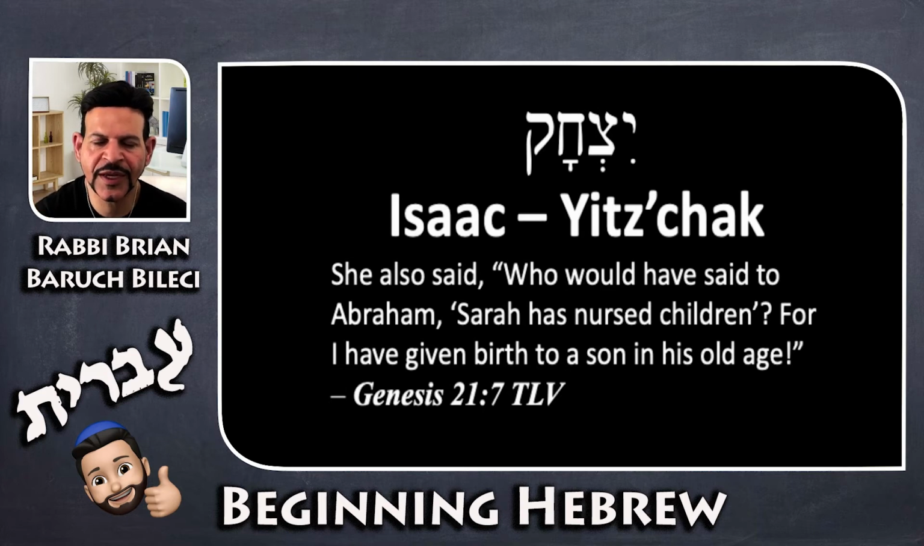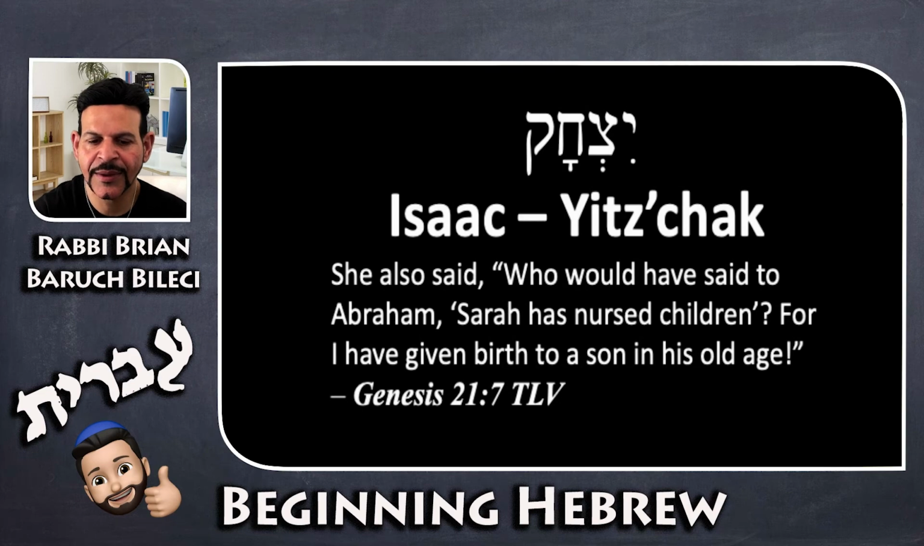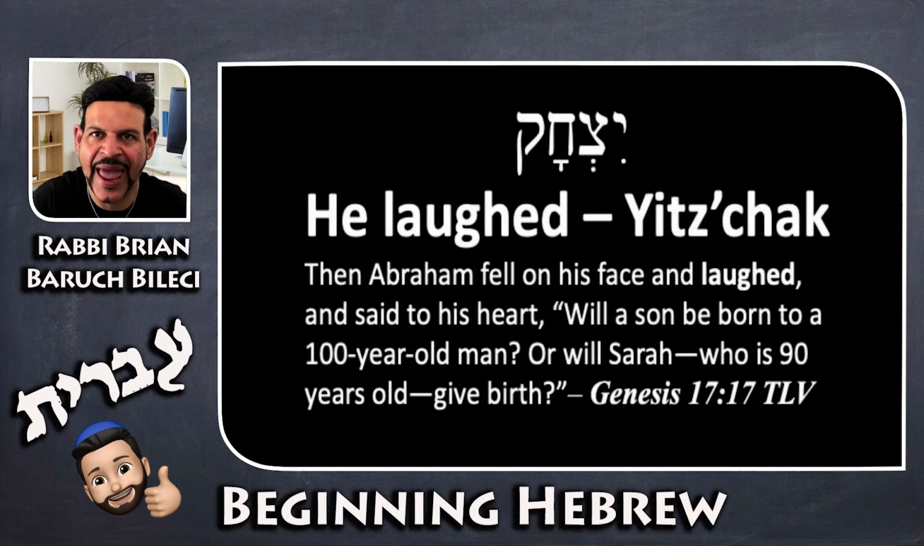Some people have said, well, it's because Sarah laughed. Well, I want you to know that there's masculine and feminine conjugation of the verb here. This is basically coming from a verb of conjugation. So the actual Hebrew of she laughed is different, because she laughed would be tzahaka. His name is not tzahaka. His name is Yitzhak, which means he laughed.